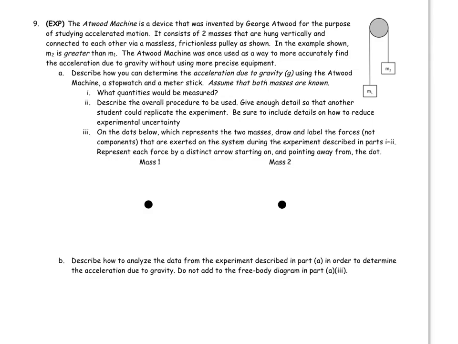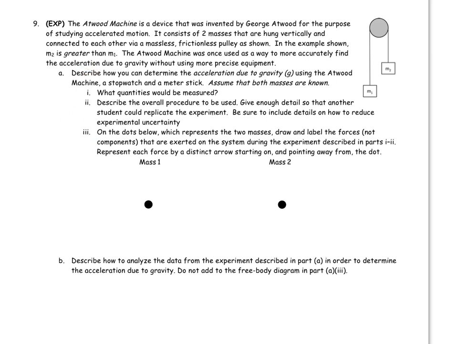All right, we have another free response question here, and this is an experimental design one. So we have this device over here, which is known as an Atwood machine. It just consists of two masses that are connected by a rope over a pulley. And this was something that was historically used to study accelerated motion. So we want to be able to determine the acceleration due to gravity using this Atwood machine, a stopwatch, and a meter stick.